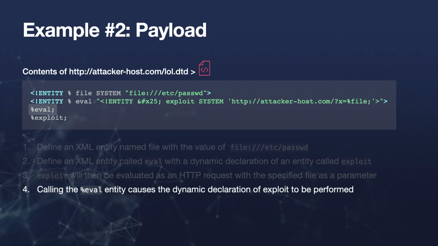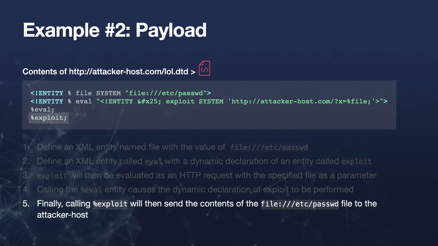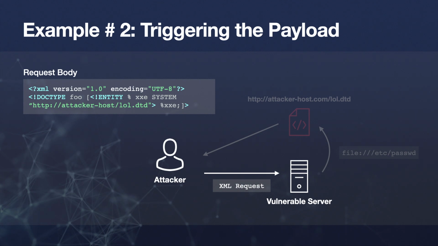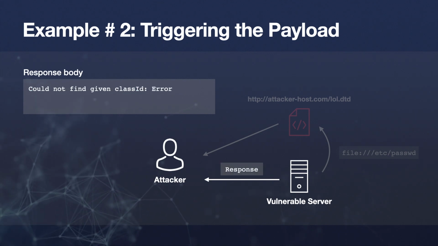Calling the eval entity causes the dynamic declaration of exploit to be performed. Finally, calling exploit will then send the contents of the file to the attacker host. To see this in action, we send a request that references our maliciously hosted DTD file. And then the response returns some type of error. In this case, it's a generic error.